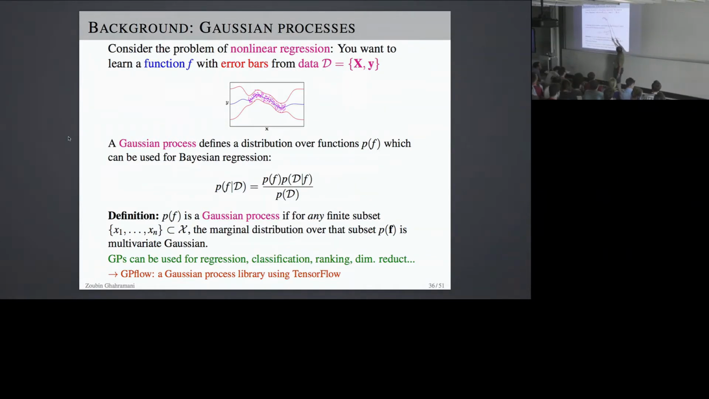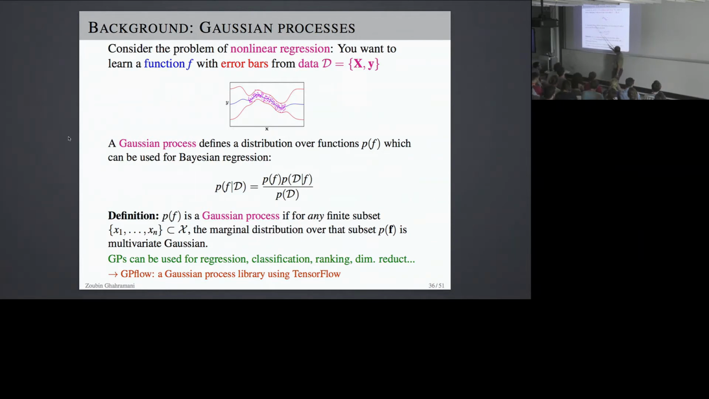Consider the problem of nonlinear regression. You want to learn a function f from some data. The data are these magenta points. The function is a mapping from x inputs to y outputs. Given the data, what you'd like to learn is a representation of the underlying function with error bars representing your uncertainty. Any function approximator would do as long as it can give you a good representation of uncertainty.